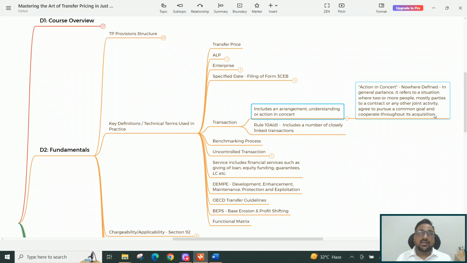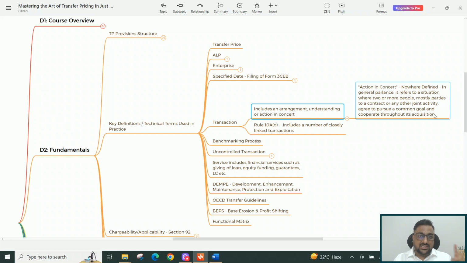Let me just give a practical example. We had a client in Bangalore which had its own shared service center. The client was from the UK. That UK client also had another subsidiary in Bangalore which used to deal in the client's products, but this shared service center was rendering IT services. For some reason, the Indian entity which was selling the goods of that UK client wanted to avail services of this shared service center for a certain period, or certain services they wanted to avail. So they reached out to us, and we justified to them that there exists an action in concert.